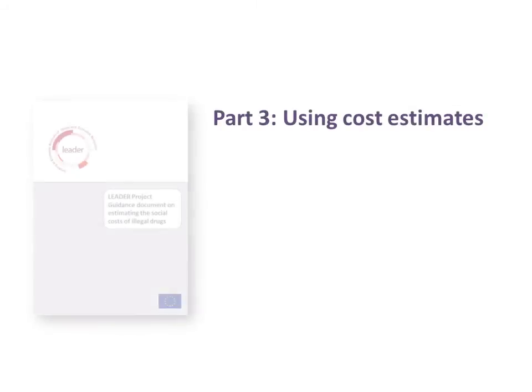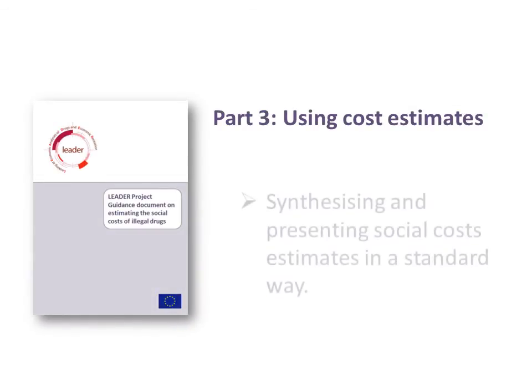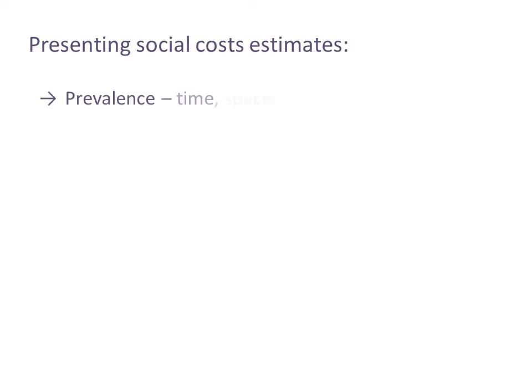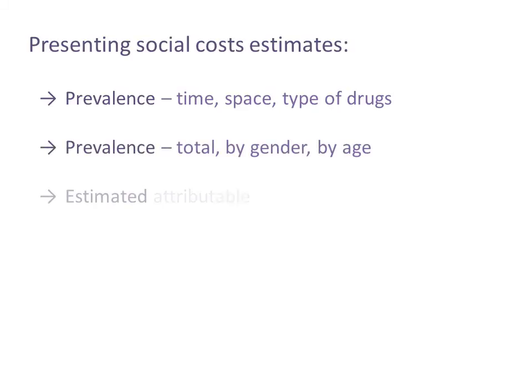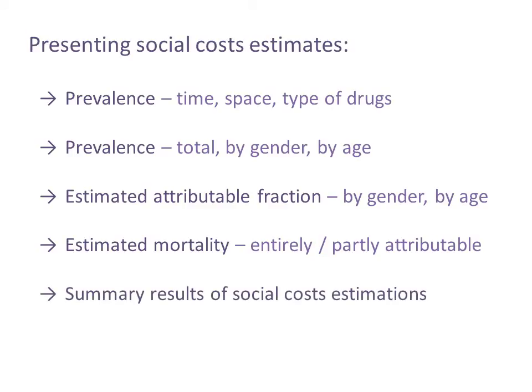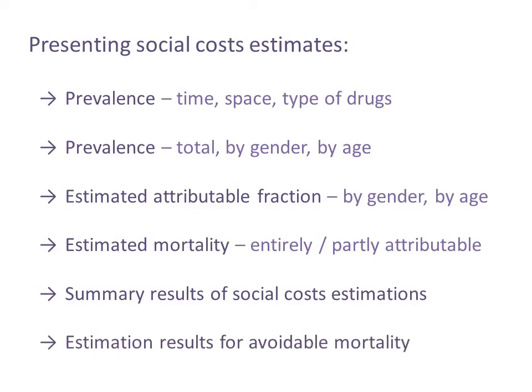Part 3 of the Leader Guidance PDF document gives suggestions for synthesizing and presenting social cost estimates in a standard way. The Leader Guidance authors suggest presenting the social cost estimates in the following way: prevalence of illegal drug use in time, space, and according to the type of drugs; prevalence of use of drugs, total and according to gender and age; estimated attributable fraction of mortality related to illegal drugs and according to gender and age; estimated mortality entirely and partly attributable to illegal drug use; summary results of the social costs estimations; estimation results for avoidable mortality.